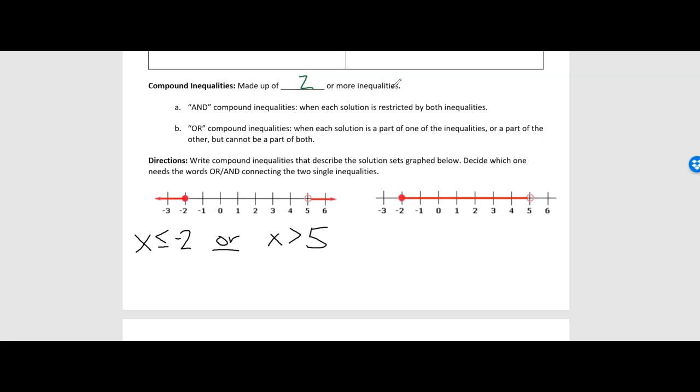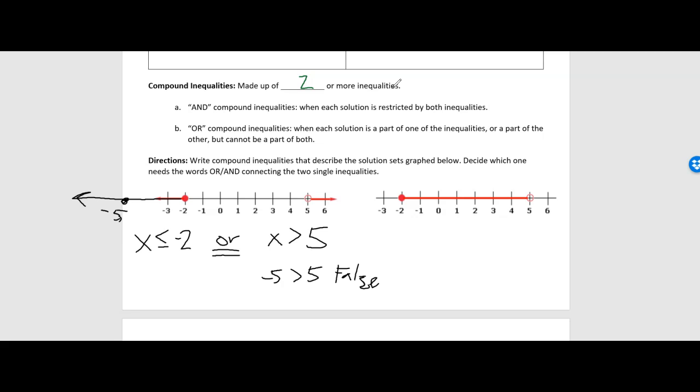Now again, this is an or inequality because the solutions here, right, if a number is less than or equal to -2, it cannot be greater than 5, right? If you pick a number down here, if we just continue this, if we picked a number like -5, -5 cannot be greater than 5. That's just a false statement, right?